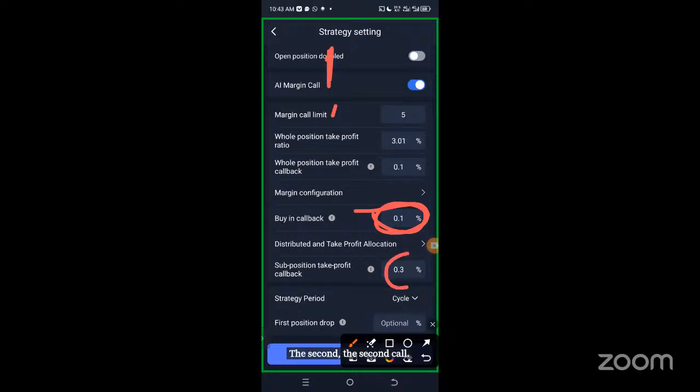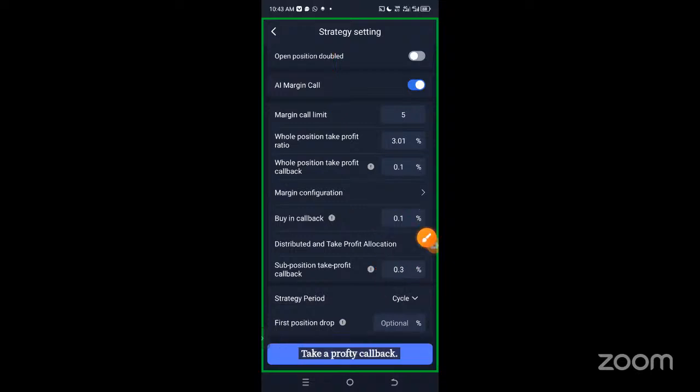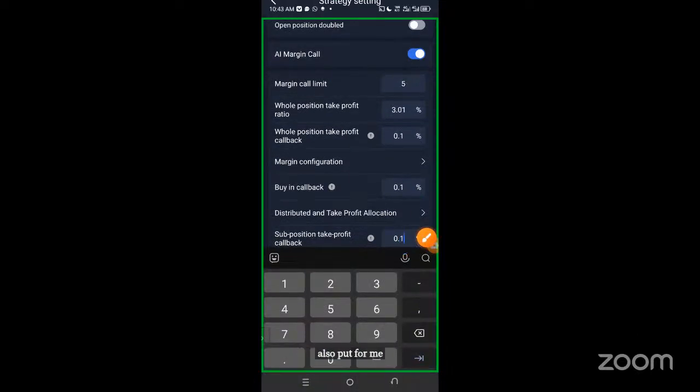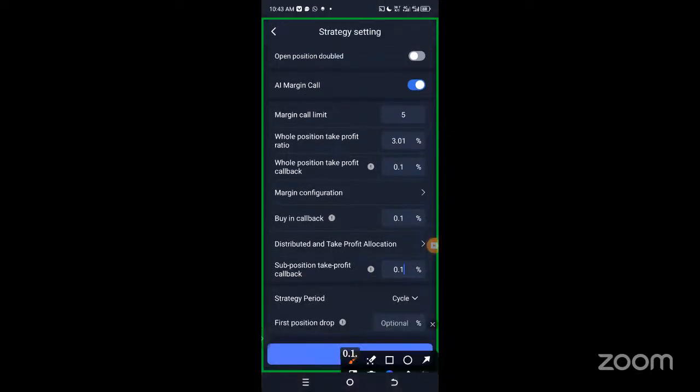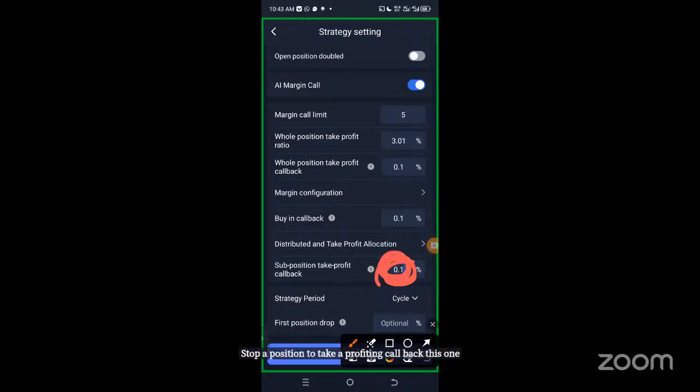Then come on sub position, take a profit callback. Also put for me 0.1. Now, sub position take a profit callback works for the fifth call. Remember, you are having 5 margin calls: 1, 2, 3, 4, and 5.